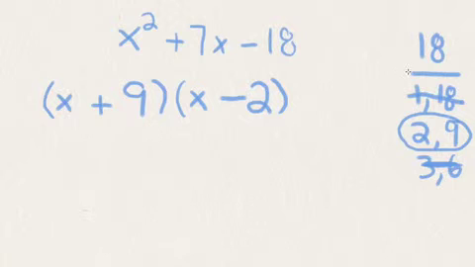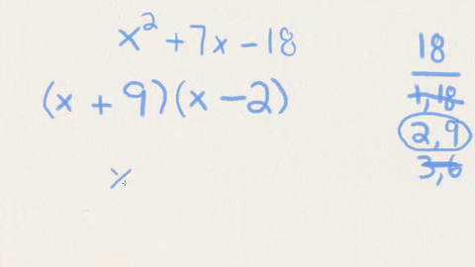Step 1, find the factors of the last term. Step 2, find the pair that will combine to give you the middle term. And step 3, look at your sign. And then again, to recap the sign rules, if the last sign is positive, both of these signs are the same and it will match the middle term. If the sign is negative, both of the signs will be different and the larger number will get the same sign as the second term.